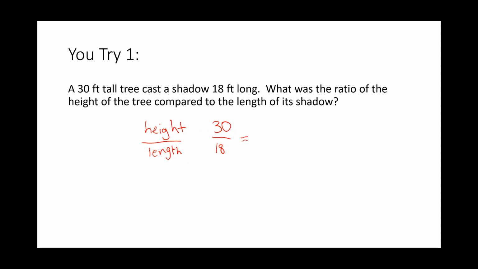30 over 18, I can reduce that down if I take out a 3 from both the top and the bottom. That's going to give me 10 over 6. Looks like I can take out another 2, which is going to give me 5/3. Oh, the same ratio over again. Look at that. So I'm going to write it as 5:3.